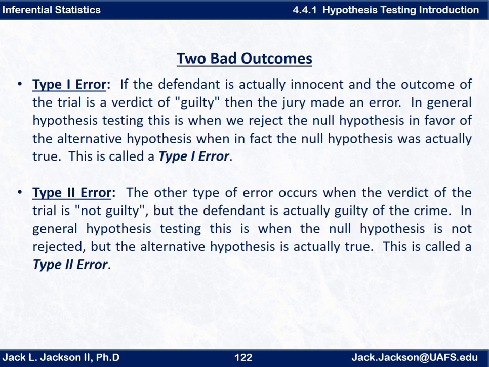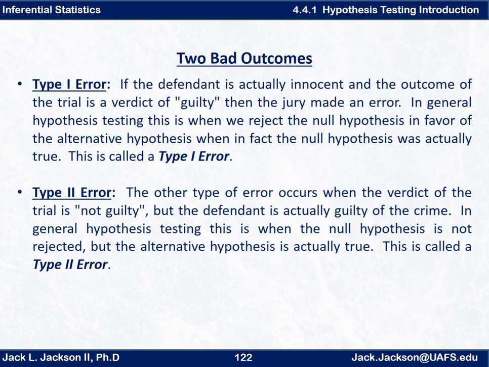The other type of error could occur when the verdict of the trial is not guilty, but the defendant is actually guilty of the crime. In general hypothesis testing, this is when the null hypothesis is not rejected, but the alternative hypothesis is actually true. So maybe some evidence was presented that they were guilty, but not enough to convince the jury. That wasn't beyond a reasonable doubt. It was not sufficient evidence. And so in that case, you make an error, but it's called a type 2 error.